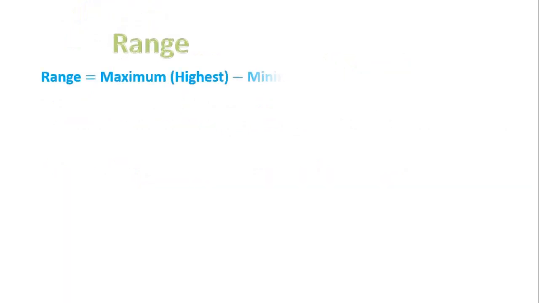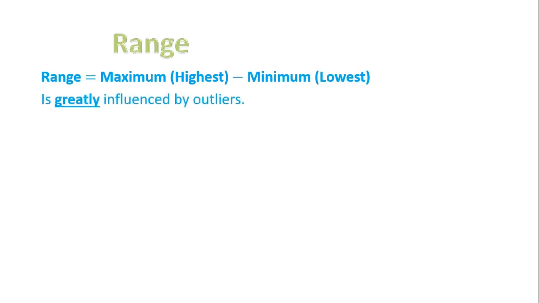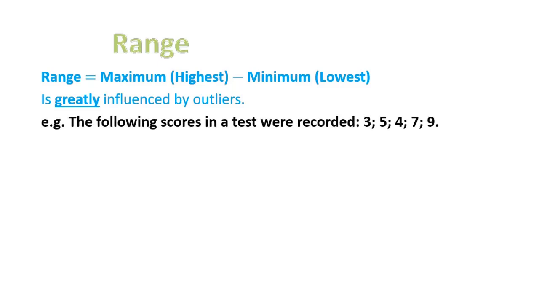So let's carry on. Our first thing that we talk about is range. Your range is your maximum or your highest minus your minimum or your lowest. It's greatly influenced by outliers, so the things that are on the edges obviously influence it a lot. Let's look at an example. The following scores in a test were recorded: 3, 5, 4, 7, and 9.